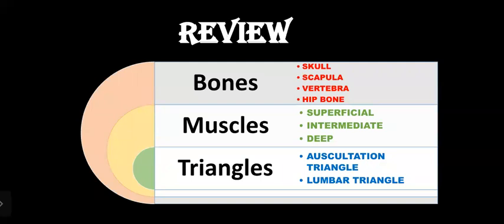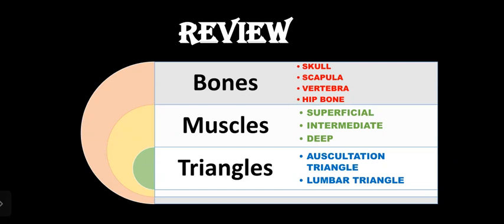Moving forward, let's review what we are going to discuss in this video. Starting with the bones, we have to study 4 bones that are present at the back, that is, starting with the skull, then scapula, then vertebra, and the hip bone. Then we move forward to the muscles. We have 3 muscles: superficial, intermediate, and deep muscles. And lastly, we'll see there are two triangles, that is the auscultation triangle and the lumbar triangle.